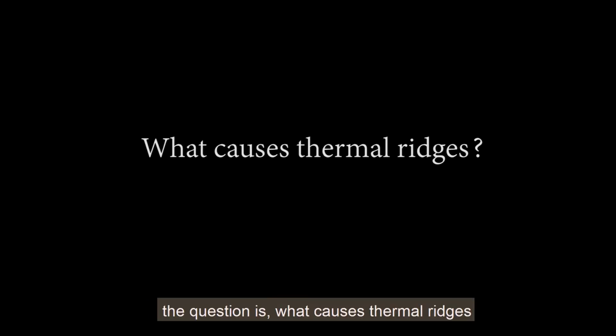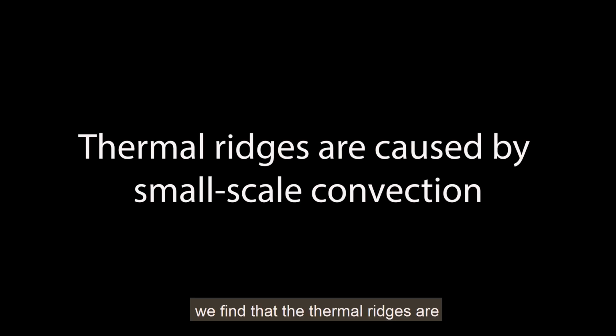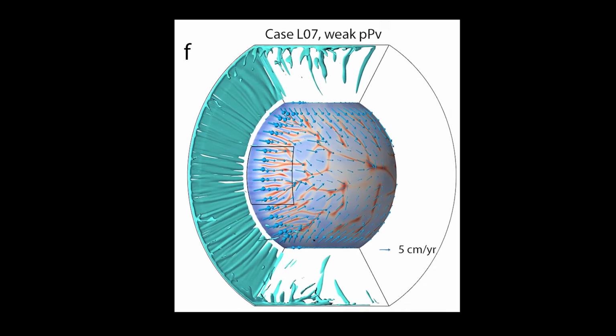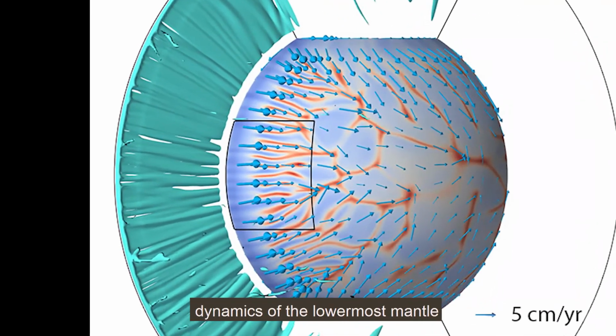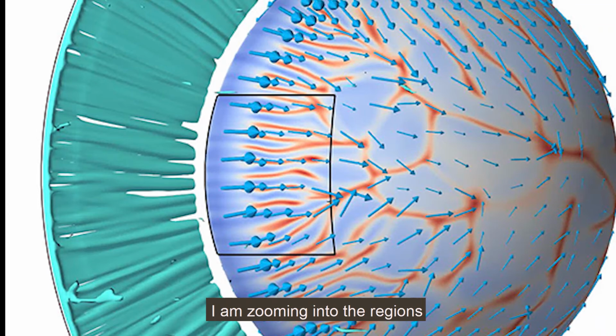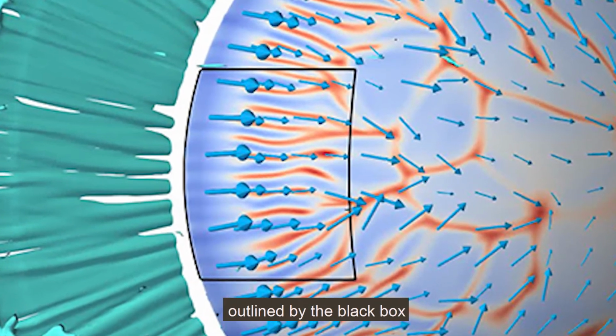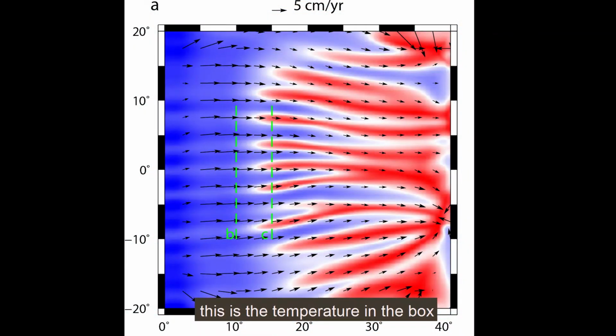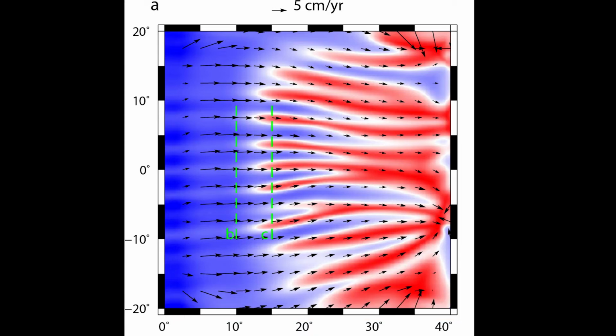So the question is, what causes thermal ridges? We find that the thermal ridges are caused by small-scale convection above the common boundary. For example, let's look into the dynamics of the lowermost mantle. I'm now zooming into the regions outlined by the black box. This is the temperature field in the box at 45 km above the common boundary. Again, there are many thermal ridges extending in the mantle flow directions.